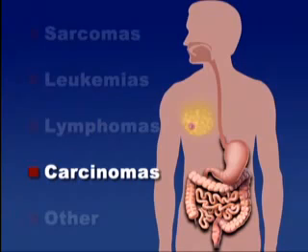Carcinomas, the most common cancers, arise in the body's organs. About 80% of all cancers are carcinomas. Examples are cancers of the breast, prostate, stomach, colon, and as the skin is an organ, also include squamous and basal cell skin cancers.